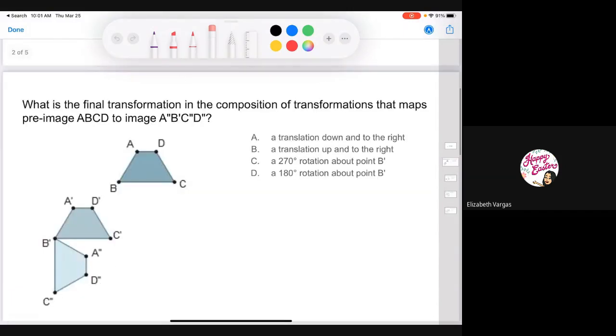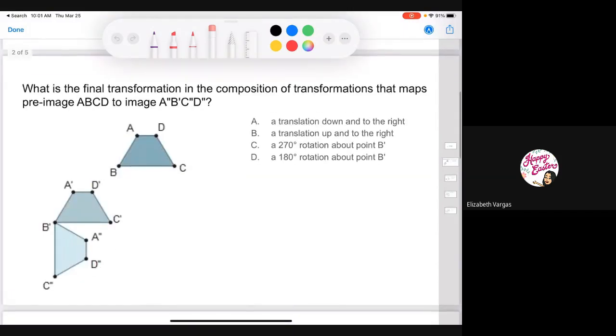So let's go ahead and look at some example problems. This one asks, what is the final transformation in the composition of transformations that maps the pre-image ABCD to image A double prime B double prime C double prime and D double prime? Well, there are some key things we need to remember here. The first is that the pre-image does not contain the prime notation. So this is where we start.